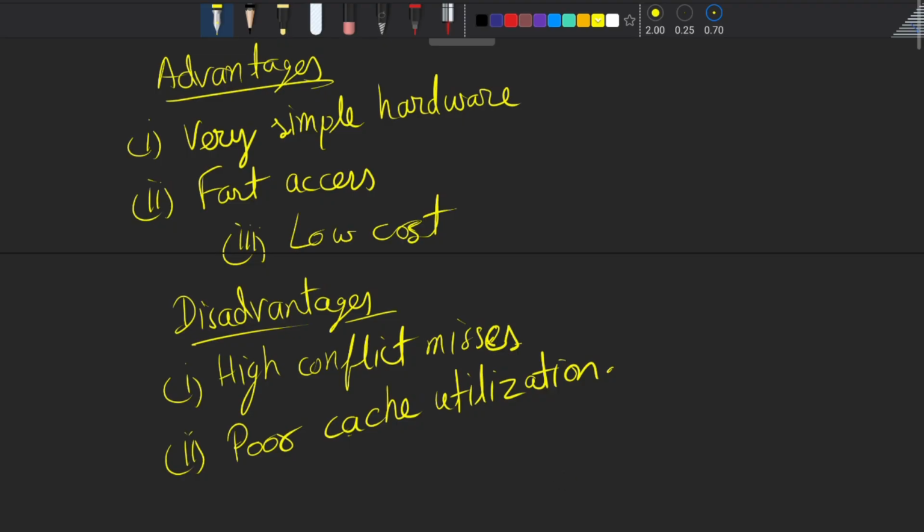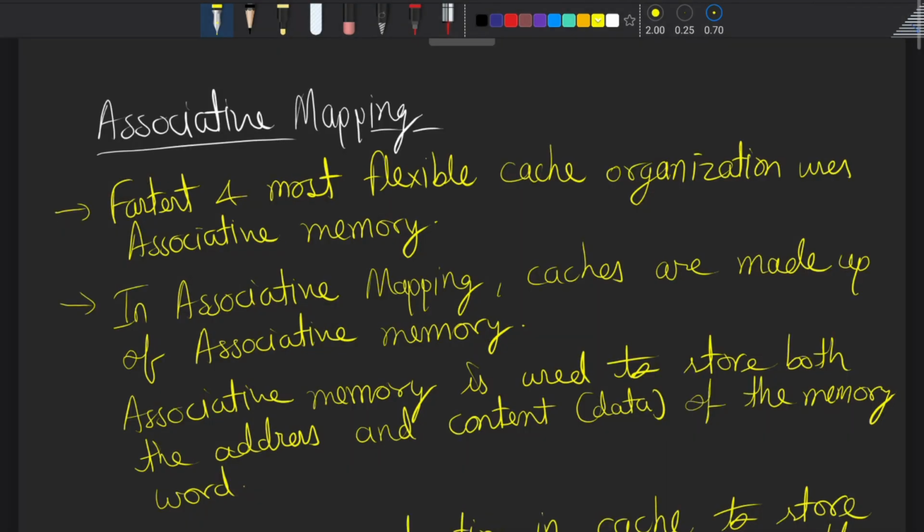Now let's move towards associative mapping. It is the fastest and most flexible cache organization, and it uses associative memory, as the name suggests. In associative mapping, caches are made up of associative memory, and associative memory is used to store both the address and content of the memory word.